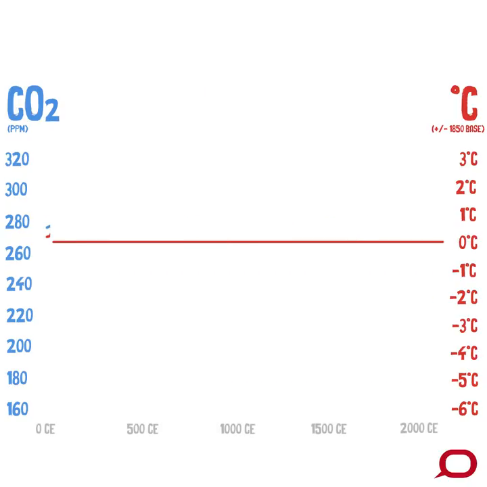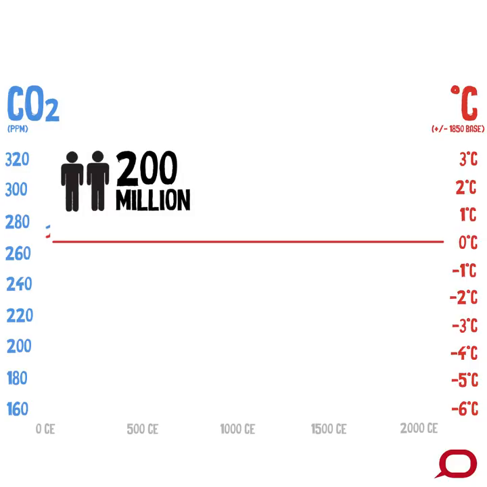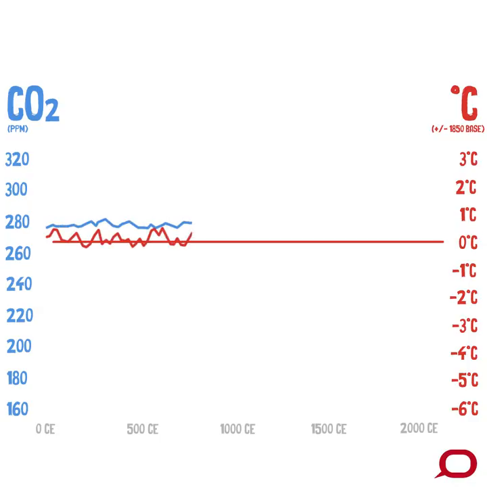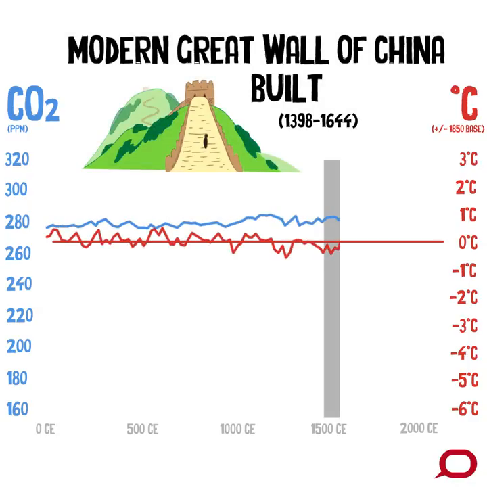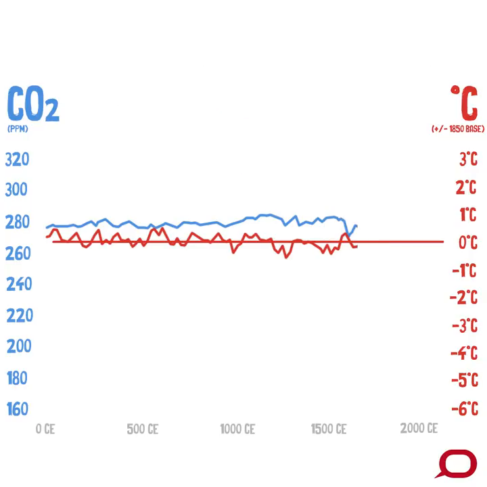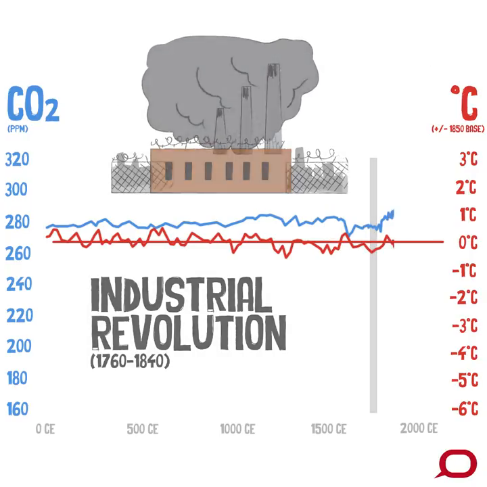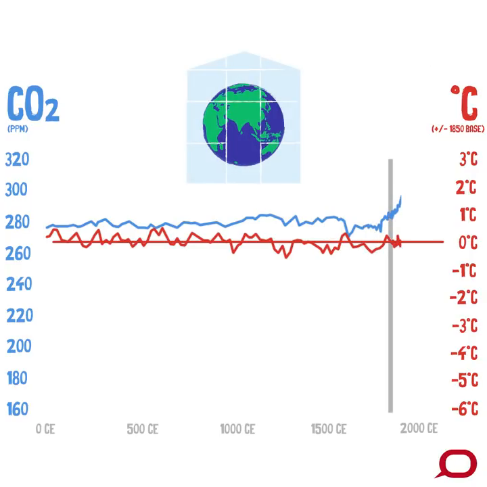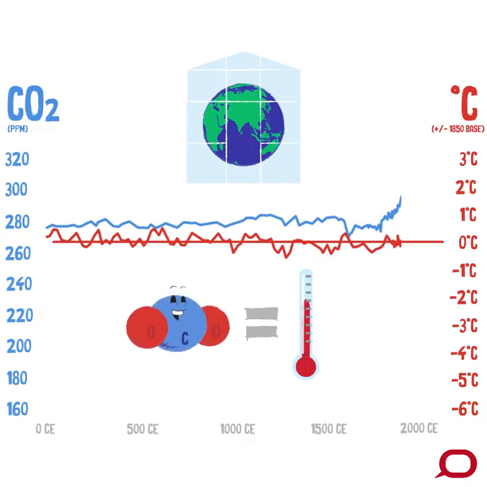And now we hit the common era, the year 0 CE. At this point, the world population is just 200 million people. And here's where scientists first demonstrate the greenhouse effect of carbon dioxide, way back in 1861. It would take until 1938 for scientists to show the Earth was warming and propose that CO2 was the cause.